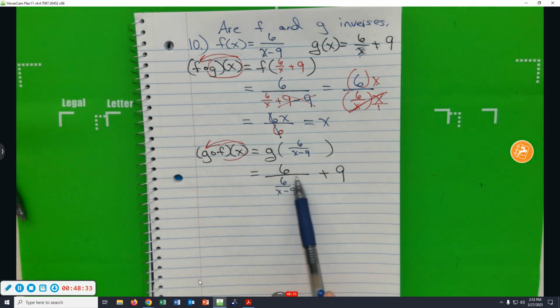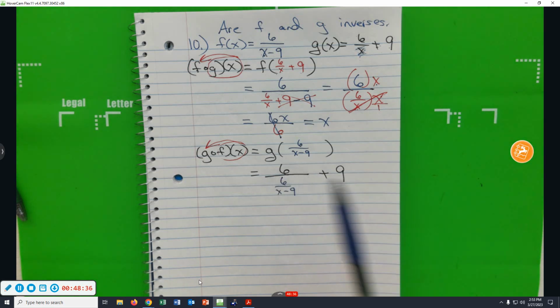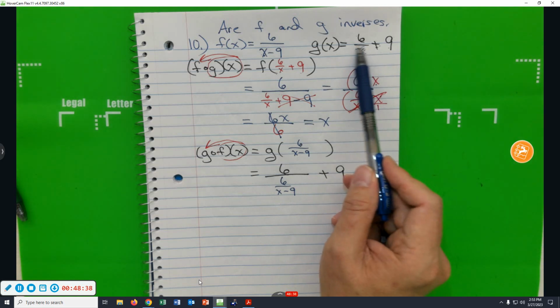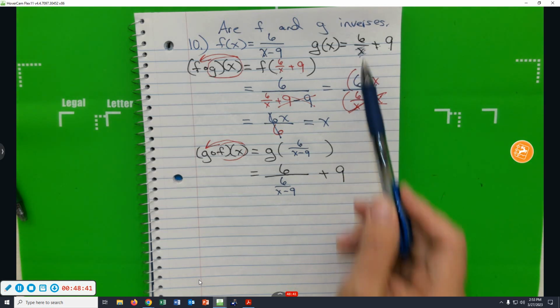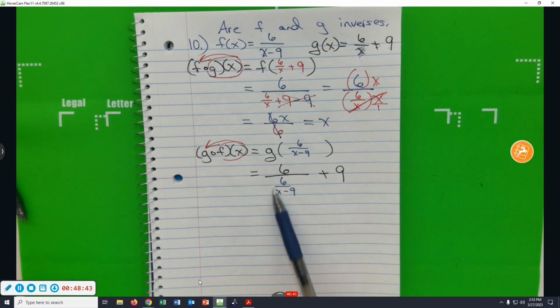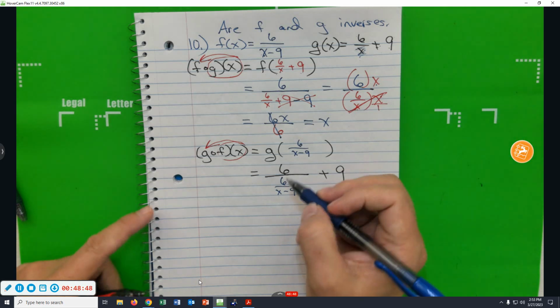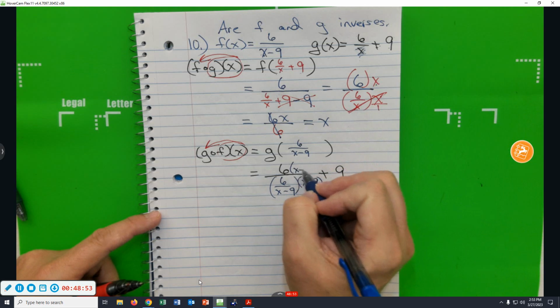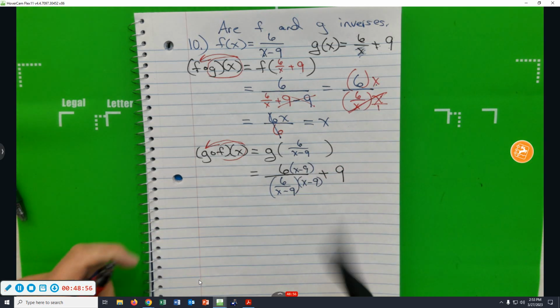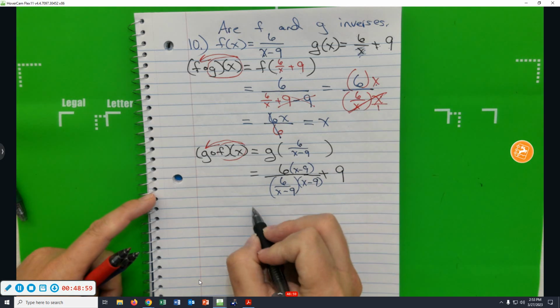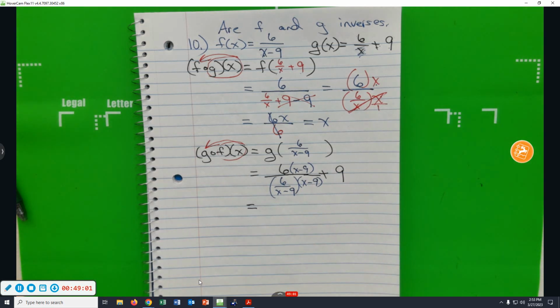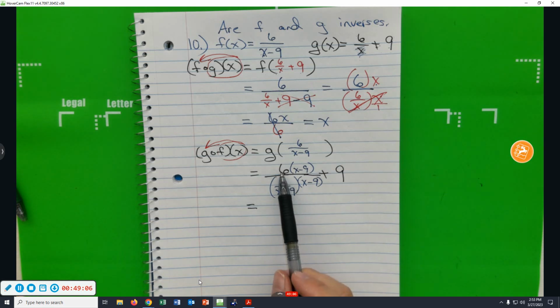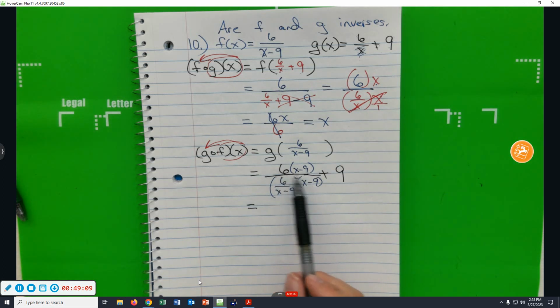Realize it's not part of the fraction. Here's the major fraction bar. The major fraction bar is the fraction bar there in G. And we stuck in that little fraction down here. Here's the minor fraction. What's the minor denominator? Okay, multiply above and below by x minus 9.